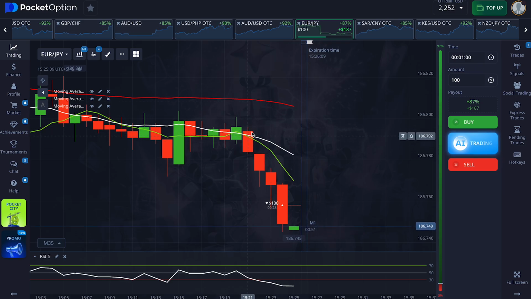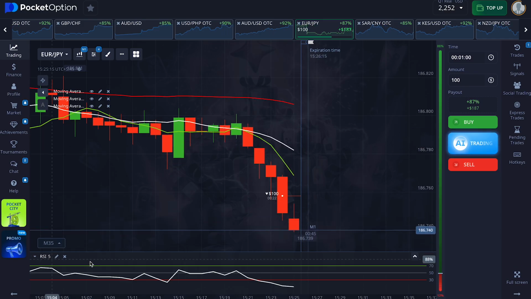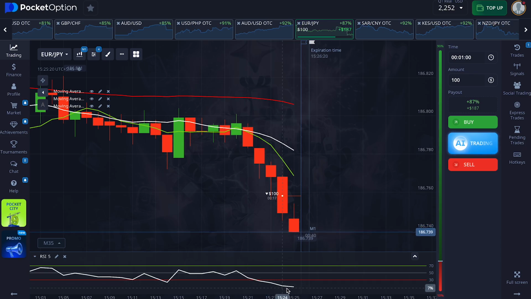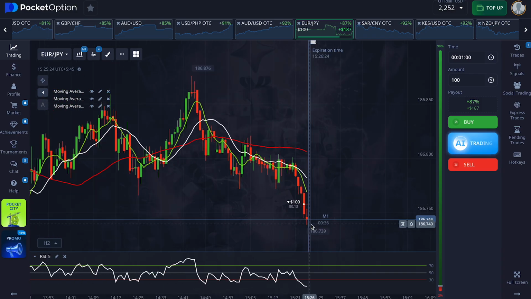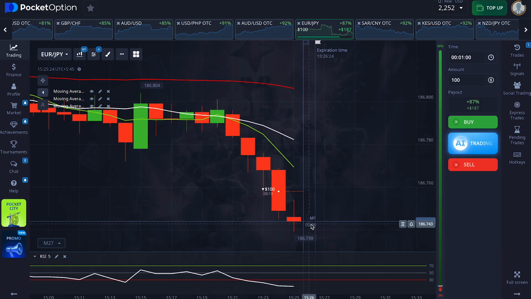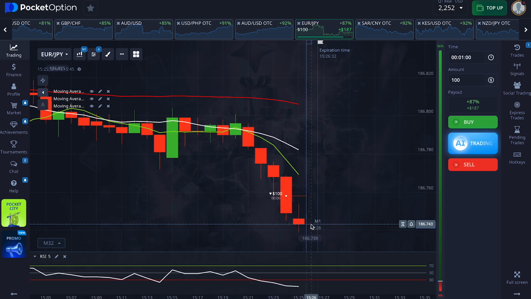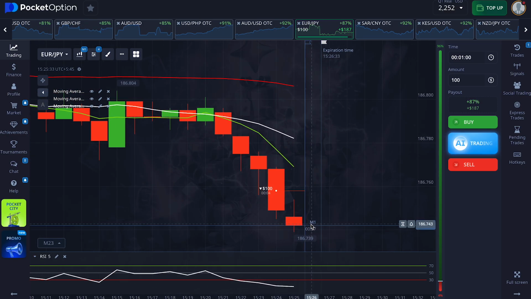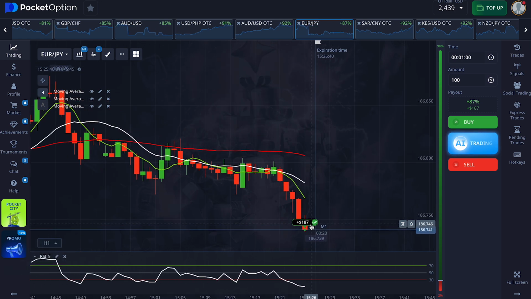And also if you see the green and white line of this moving average intersecting each other, and also in the RSI, it's below the red line. As you can see, it's way below the red line, so that's the reason I have sold here. And I guess we will make another successful trade. This is our fourth trade, and we have made another profit. Okay, we have made another profit.